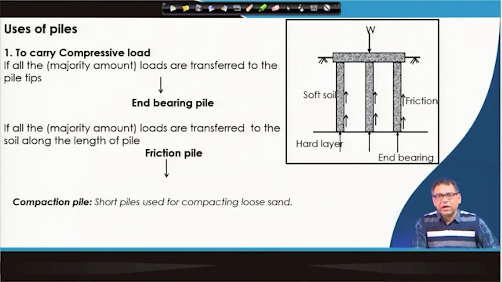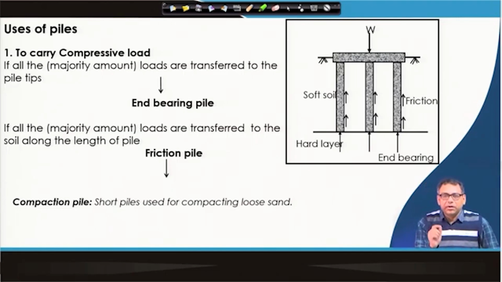What is an example? Suppose we have a very soft soil and then there is a hard stratum. The load is transferred to the hard stratum through the pile. So the majority of the load will be taken by this hard stratum and the pile will get its resistance from the tip. But if all or the majority of the load is transferred to the soil along the length of the pile, then it is called a friction pile.